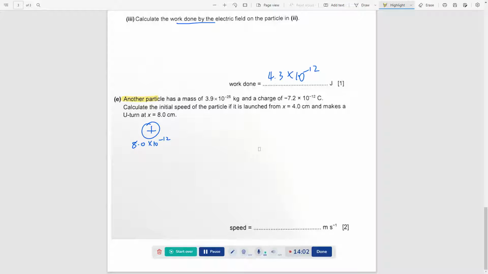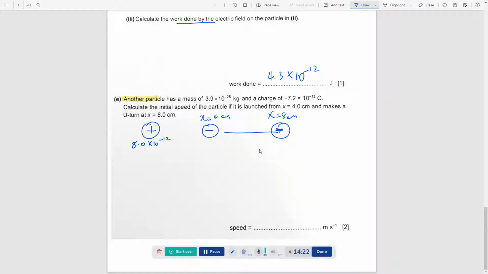So we assume that the first particle is not there. We have to assume that. You could try calculating if it was there, but the question is not very clear in this sense. So let's take it as the first particle is not there. So from x equals 4 cm, it will go to x equals 8 cm before it U-turns.